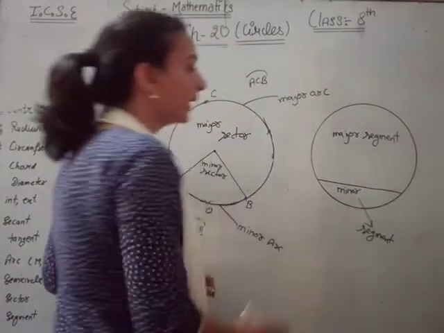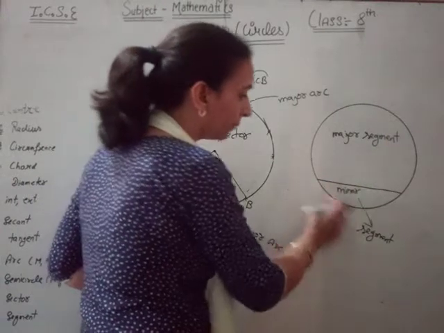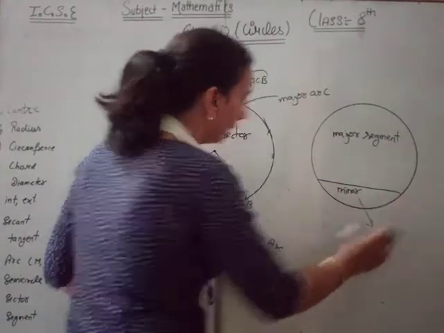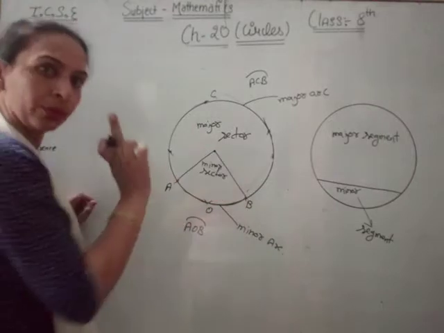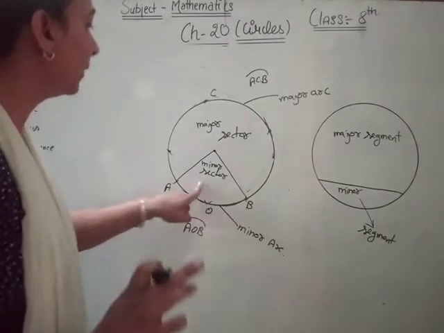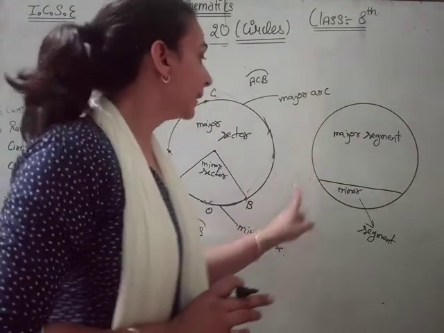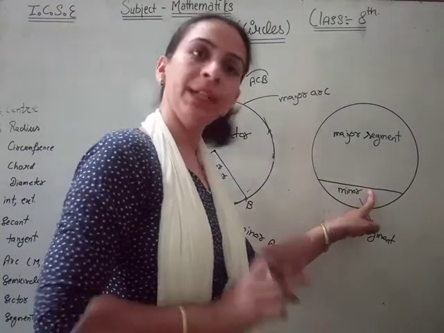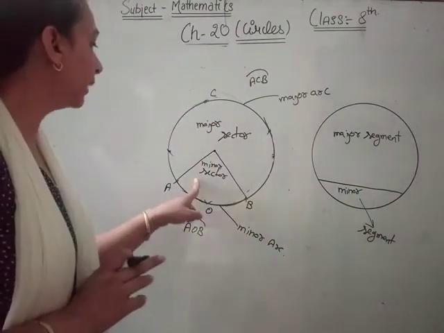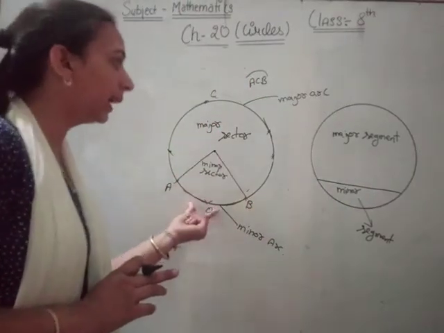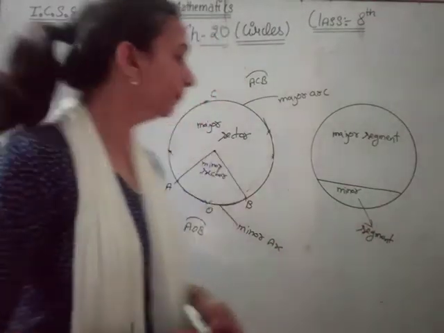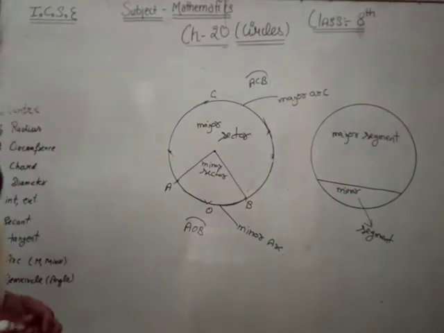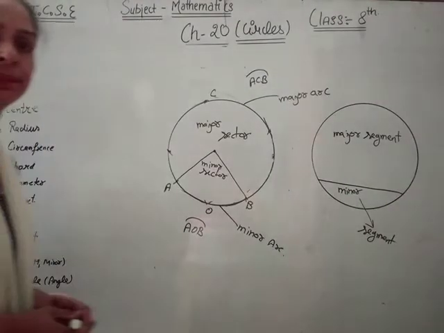Okay student, a segment is enclosed by one arc and one chord, but a sector is enclosed by one arc and two radii. This is the difference between a sector and a segment. A segment is made by a chord and an arc, and a sector is made by two radii and one arc. Okay, then next I will take some questions from your exercise.